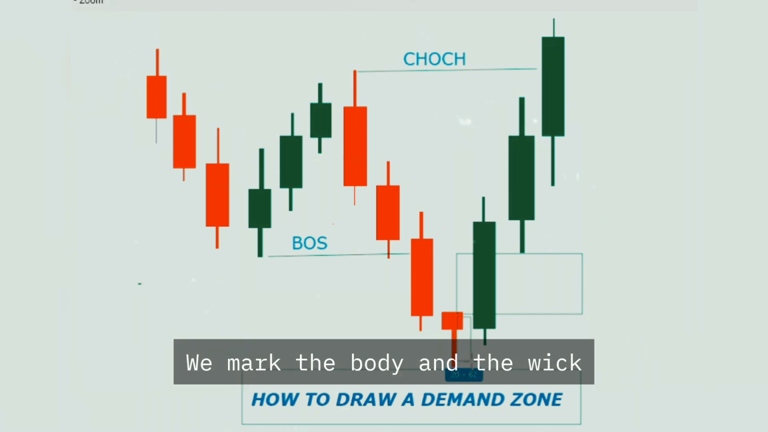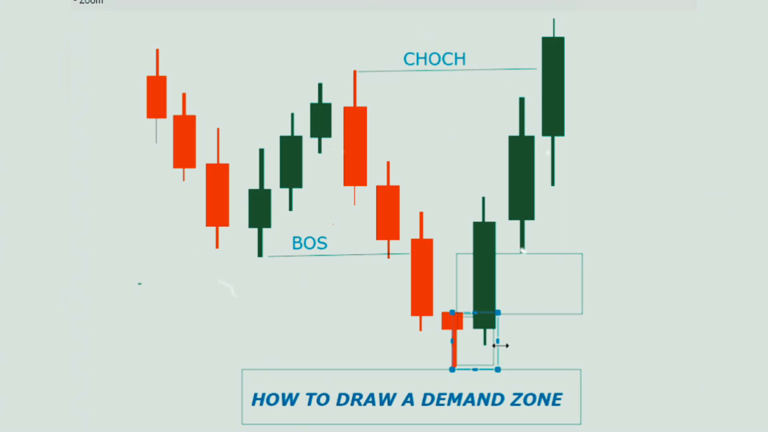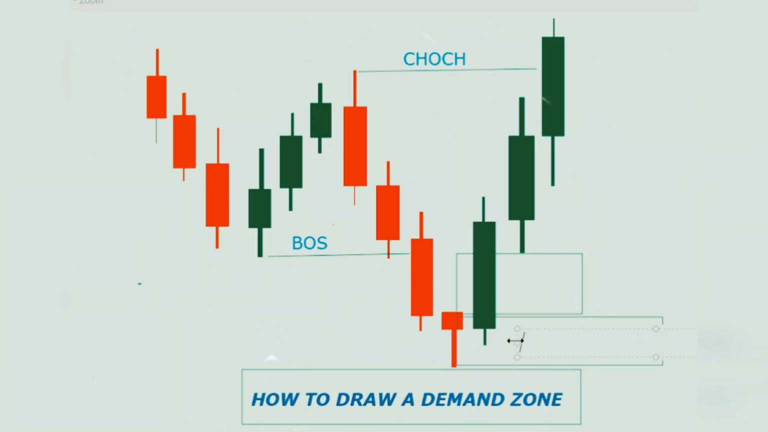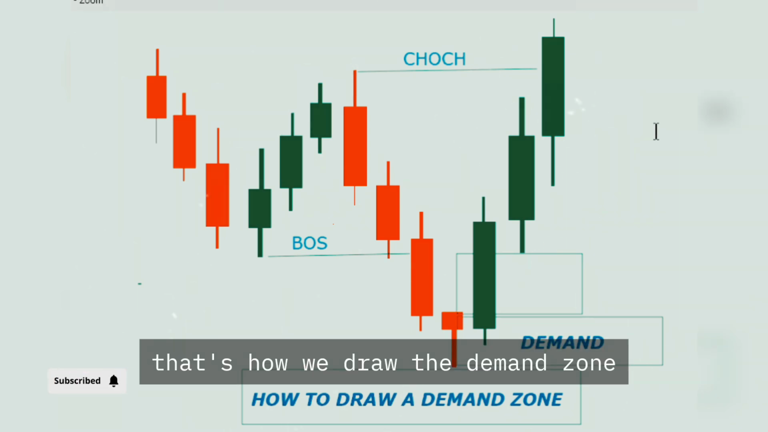We mark the body and the wick. Then we name it a demand zone. Demand zone. So guys, that's how we draw the demand zone.